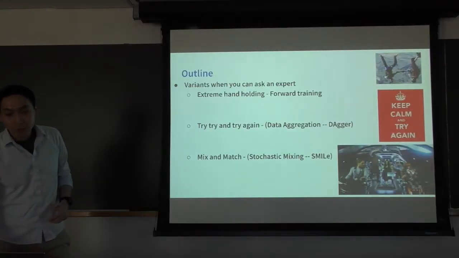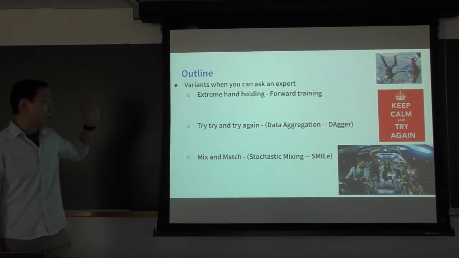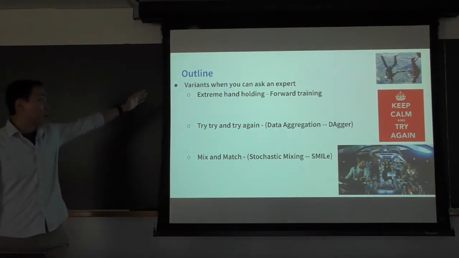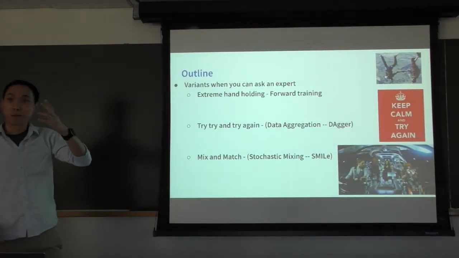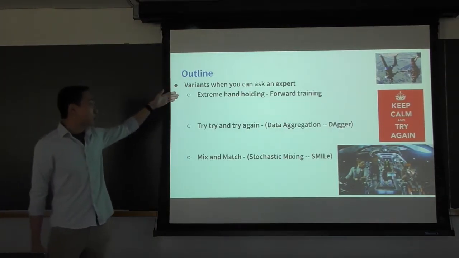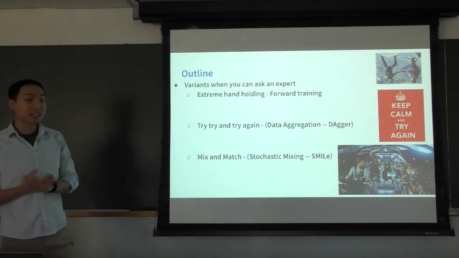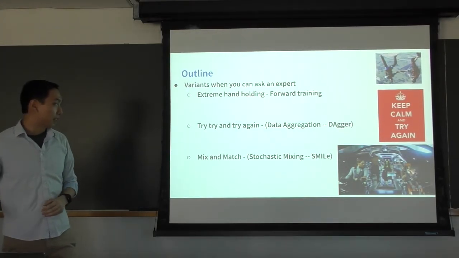So there are a few different variants. We will go over three different algorithms. The first one is called forward training. We gave it a nickname, so it's easier to remember. It's April Fool's Day, we hope you guys enjoy this. First one is forward training. It's extreme hand-holding, and I'll go into that in more detail in the future slides.